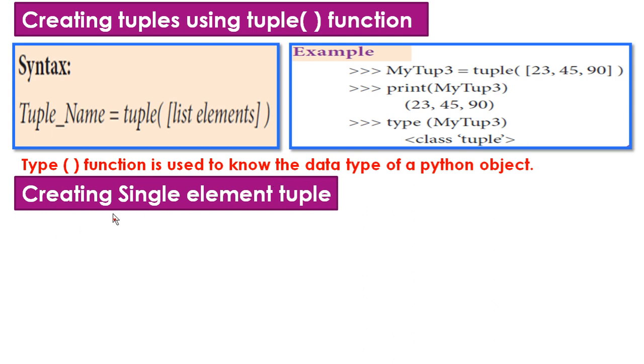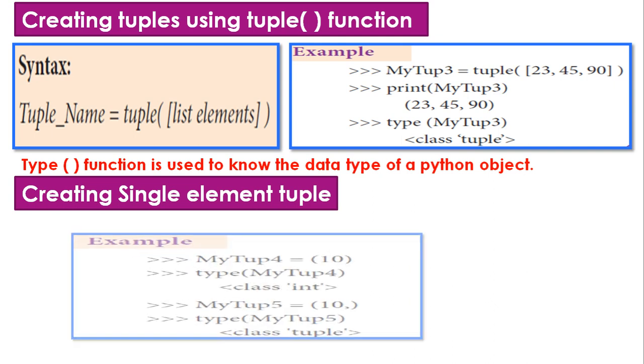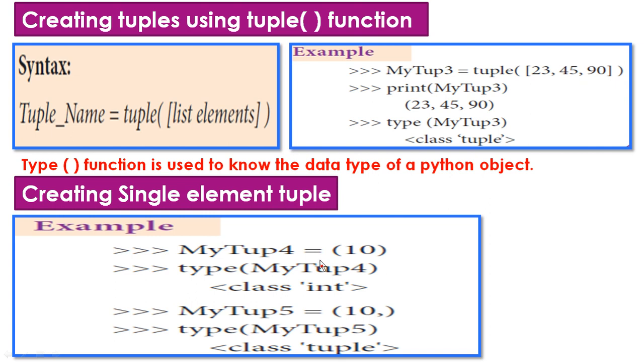Next title, creating single element tuple. A tuple can contain a single element also. No element, that is called empty tuple. With a single element also we can generate the tuple. Here is an example, myTup4 equal to within parenthesis 10. Here this type is integer.